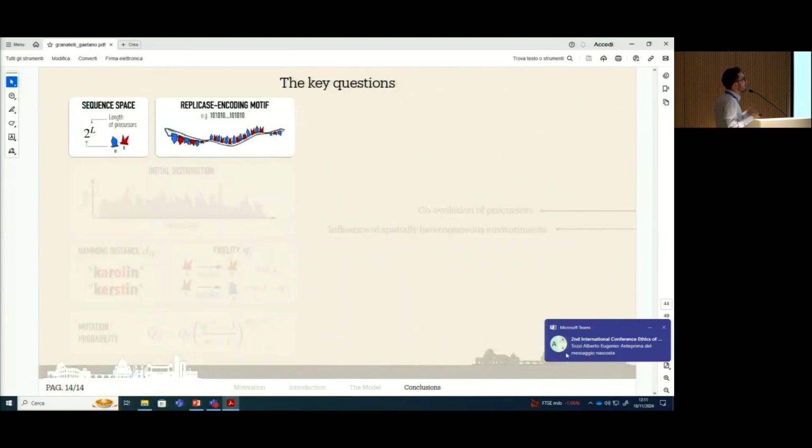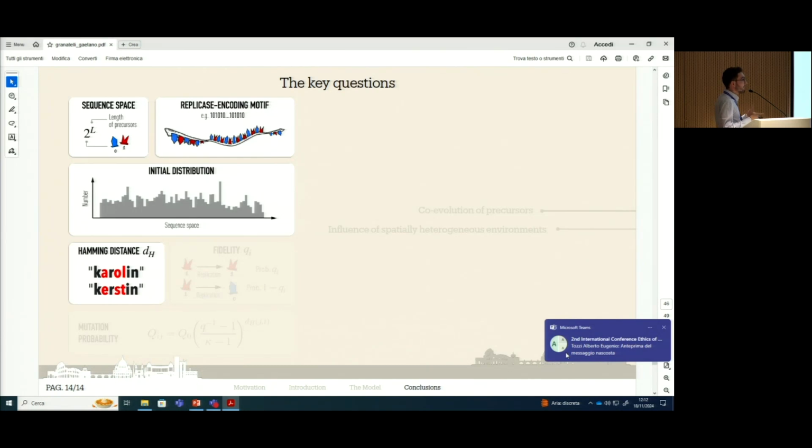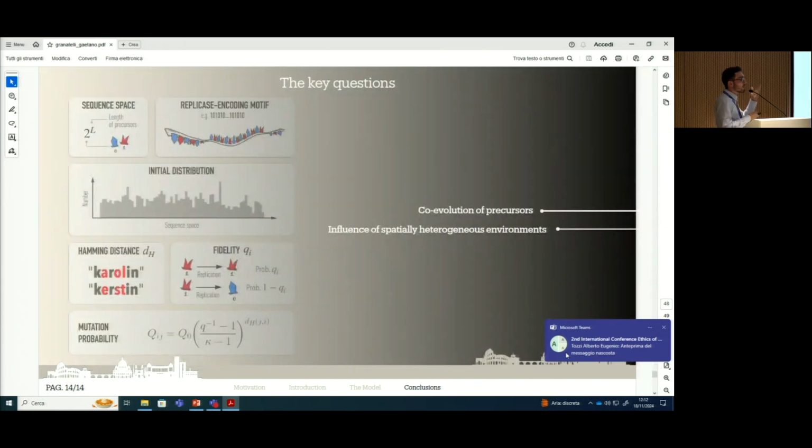And for example, given a sequence space that we define, given a replicase encoding motif, we could initialize our system with a given distribution of precursors, replicases, and complexes. And of course, we also need to introduce some form of metric to quantify the number of mutations with respect to this motif, but as well some key observables to quantify the fidelity of the replication process of our precursors. And with the model as such, for example, we could start asking about the coevolution of precursors.